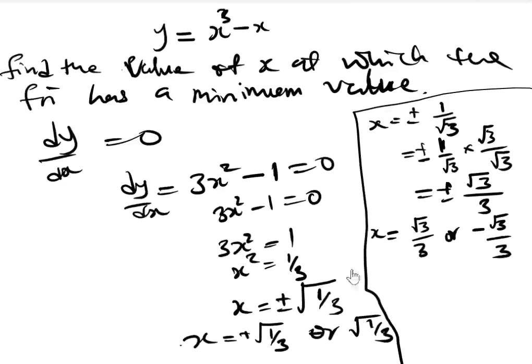But the question is, how do we know the value of x which is minimum? Should it be square root of 3 divided by 3 or minus square root of 3 divided by 3? Going back to our guide, we have that d²y/dx² for minimum should be greater than 0. If d²y/dx² is greater than 0, then we can say that the value of x is minimum. So let's solve for d²y/dx².